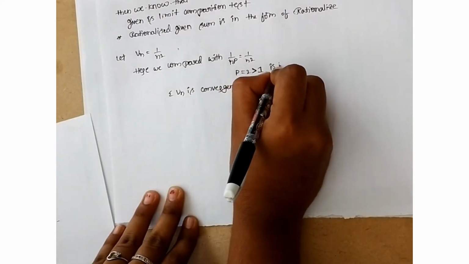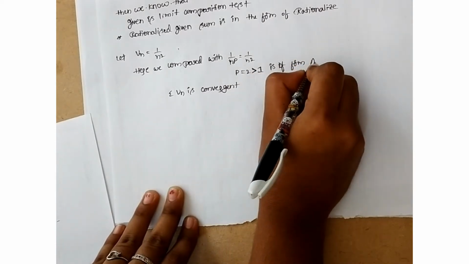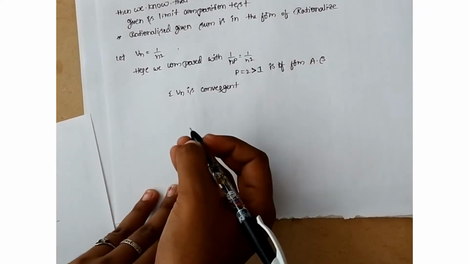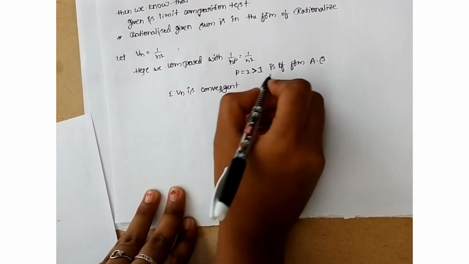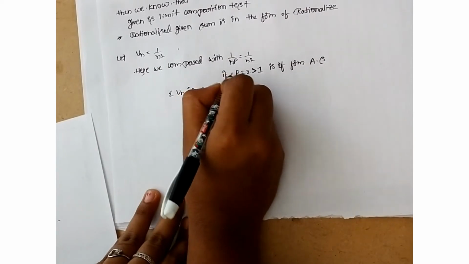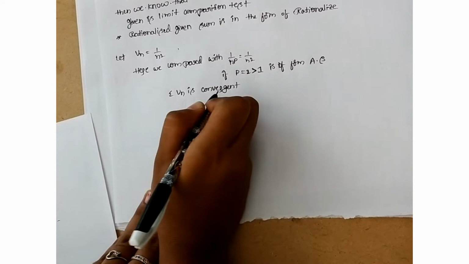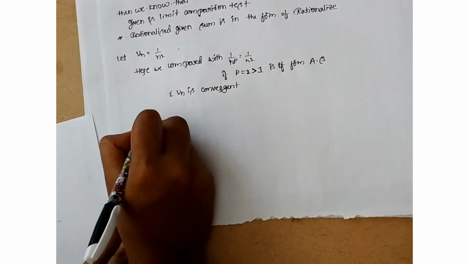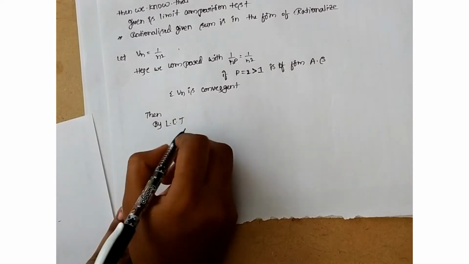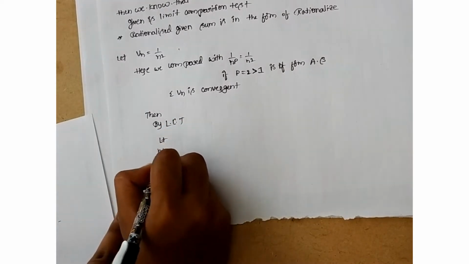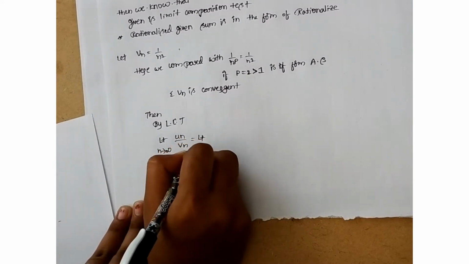It is of the form auxiliary series. So if P is greater than 1, then Vn is convergent. Then by the limit comparison test, limit n tends to infinity, Un by Vn equals limit n tends to infinity.